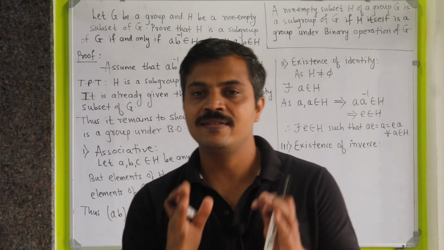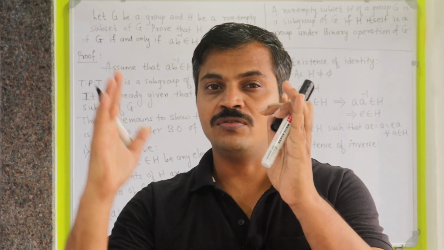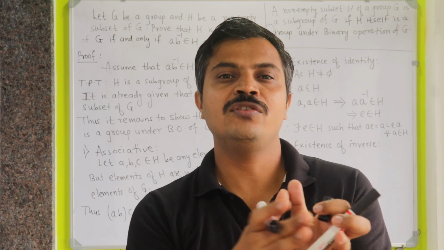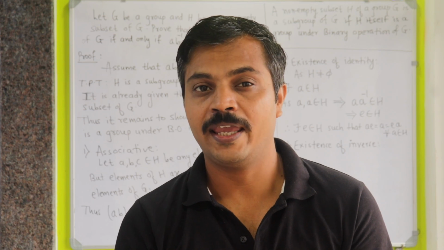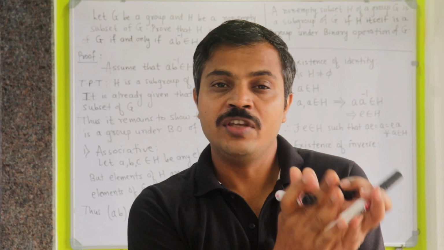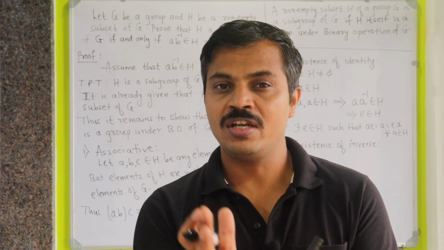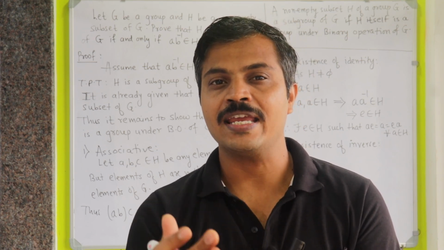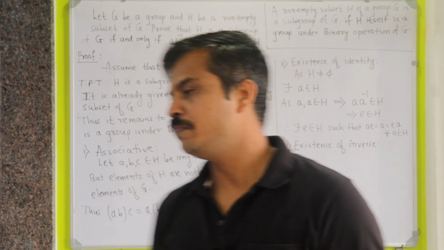Now what does the existence of inverse property say? For each a belongs to G, there should exist a inverse belongs to G such that a into a inverse should be e, which is equal to a inverse a. So here let us start with the element of H, let us call it as a. So we have to find such an element a inverse such that the multiplication of a and a inverse is e, which is further equal to a inverse into a.